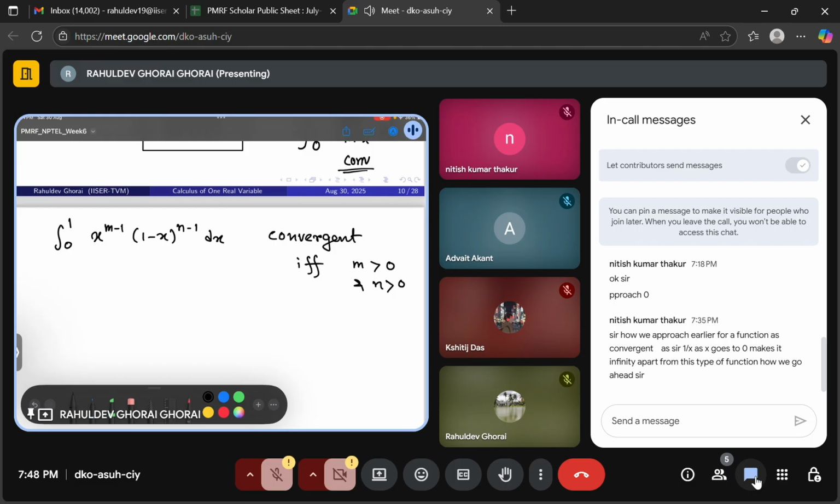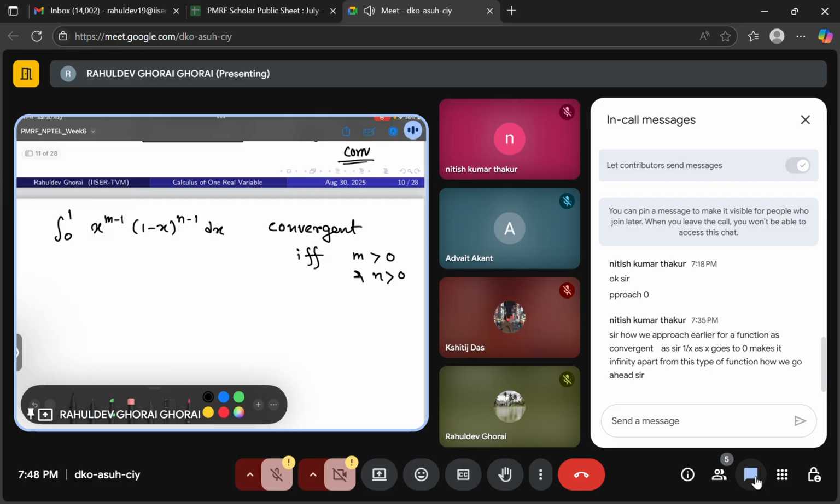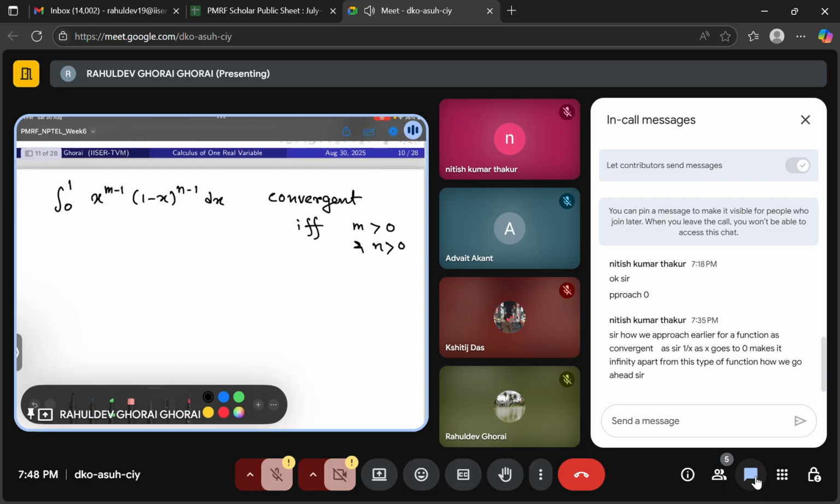So Nitish is asking one question which I don't understand. Can you just turn on your microphone and speak? It will be better. You ask something, Nitish.